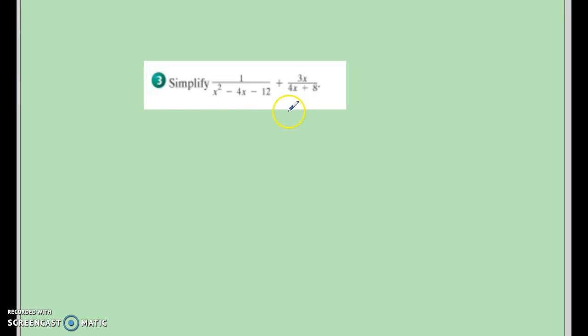So here's another example. The first step that I would do here is factor both of my denominators. So I know that x squared minus 4x becomes x, and then I think of all of my factor pairs of negative 12 and what will get me to add to negative 4. And I know that when I multiply 6 and 2, I get 12, and when I add negative 6 and 2, I get negative 4. So I've got my x minus 6 and my x plus 2 for that first denominator.